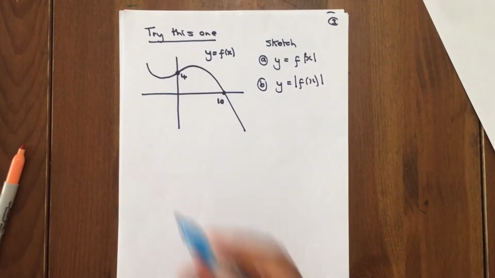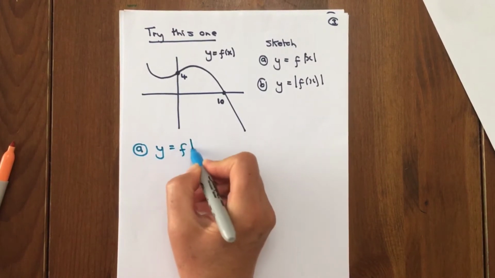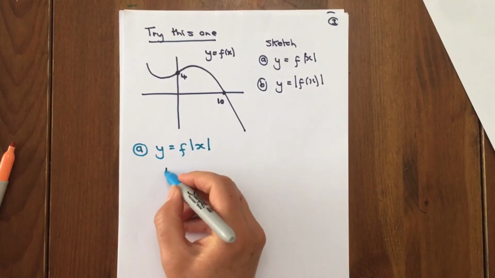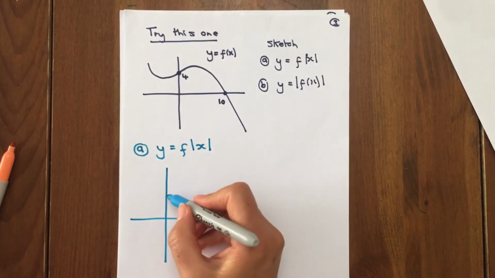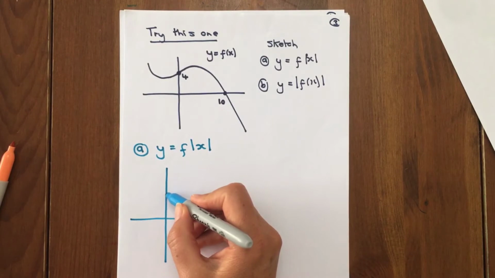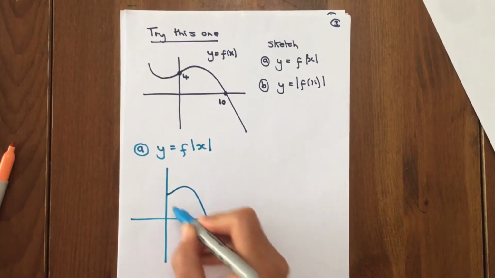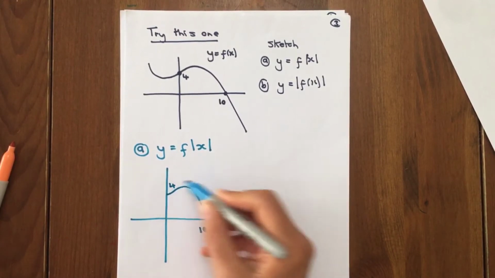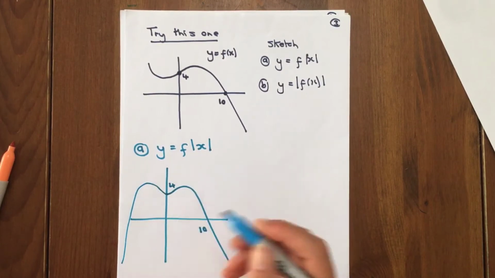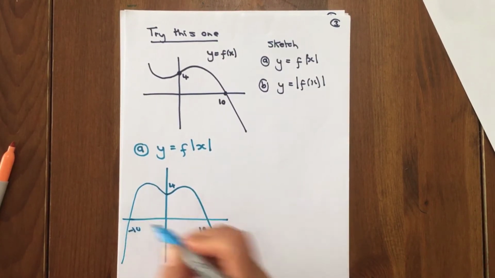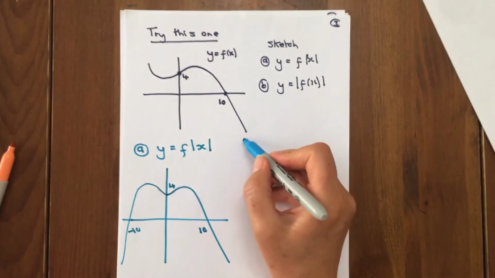Okay, so let's look at A. Let's see how well you did here. Y equals f of the modulus of x. So the graph will stay the same for my positive x values, and then it reflects about the y-axis for my negative x values.